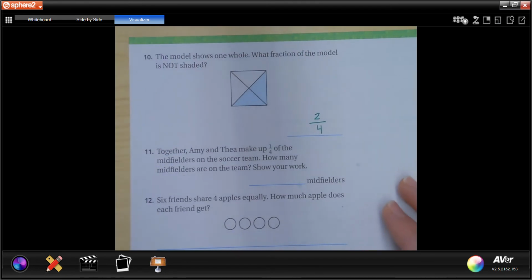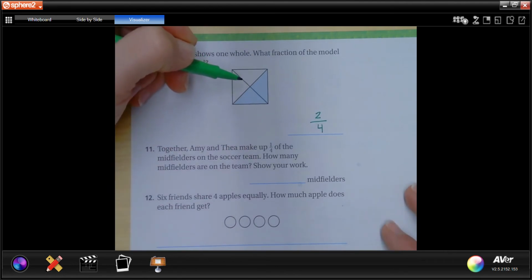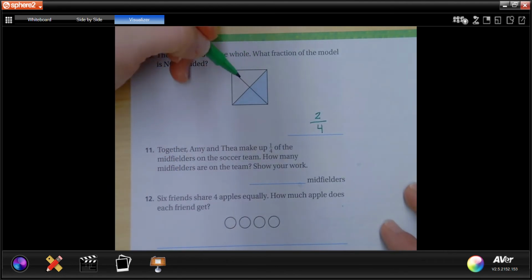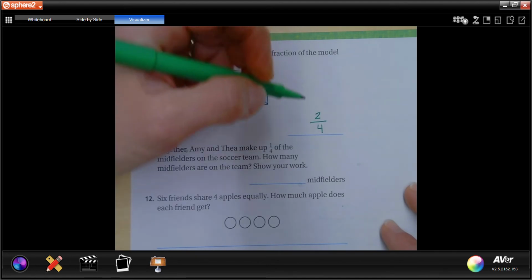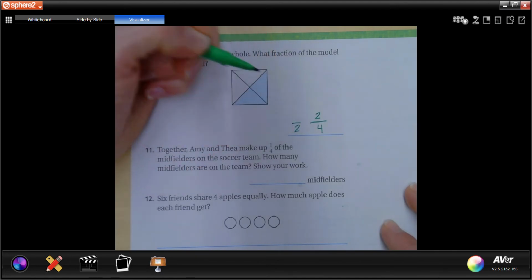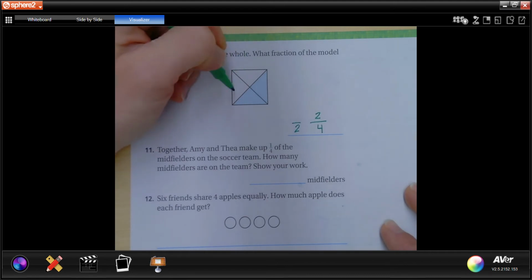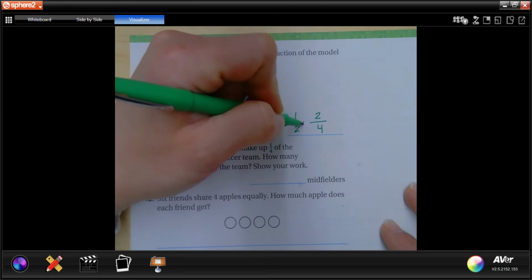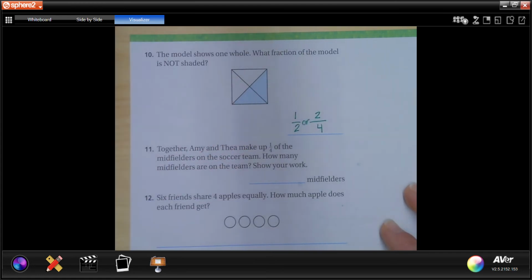We can also look at this as if the triangle were cut in half. So say we had this half and this half. So then our total number of pieces would be 2. How many halves are not shaded? Just 1. So 1/2 or 2/4.